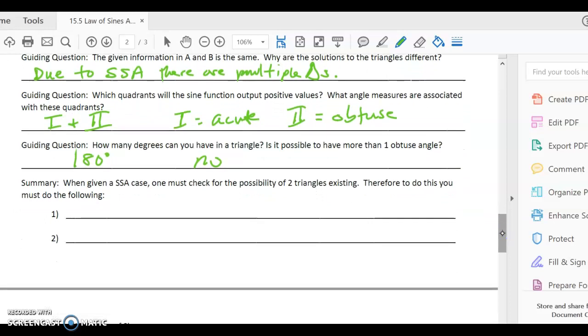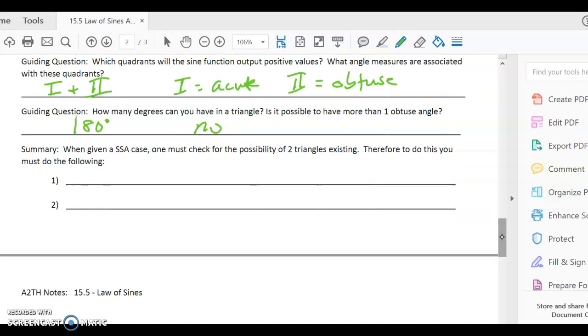So, the summary. When you're given a side-side-angle case, this is what's known as the ambiguous case. One must check the possibility of two triangles existing. So therefore, here's what you need to do. Number 1, solve for the angle using law of sines.